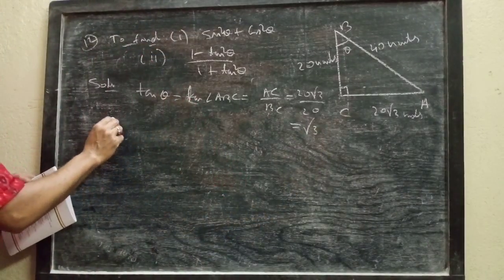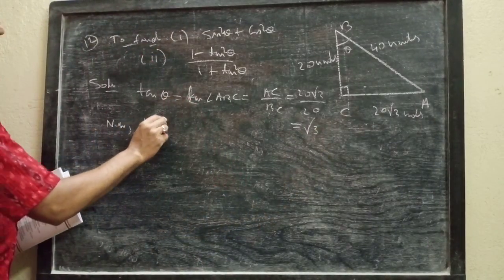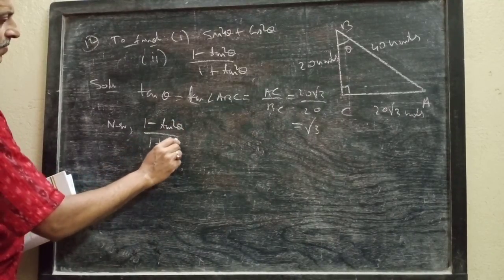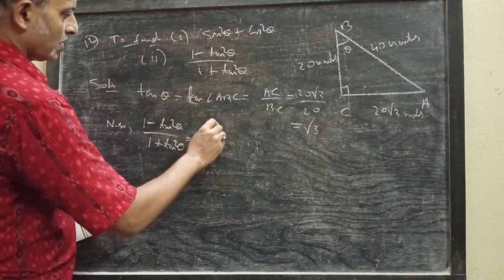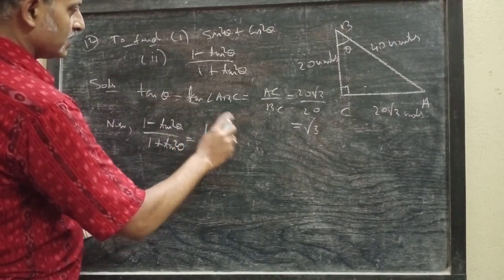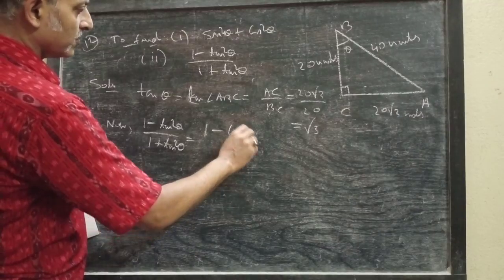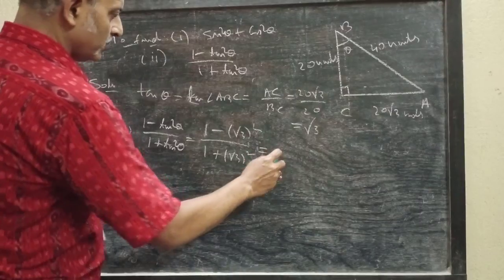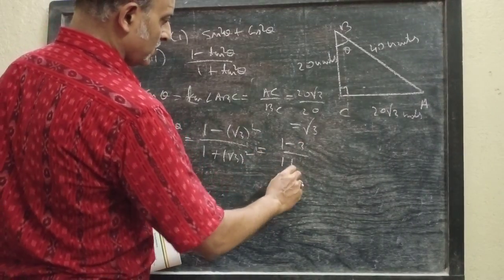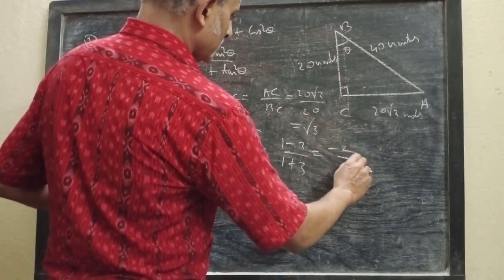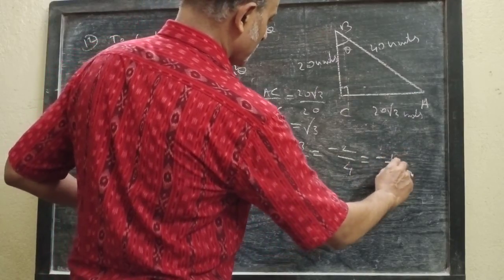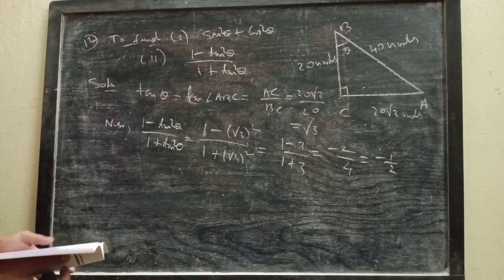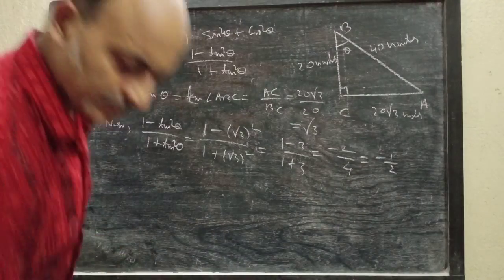Now 1 minus tan square theta by 1 plus tan square theta. Tan theta we get root 3. So 1 minus root 3 whole square, 1 plus root 3 whole square. This is 1 minus 3, 1 plus 3. This is minus 2 by 4. So we get minus half. Next question.